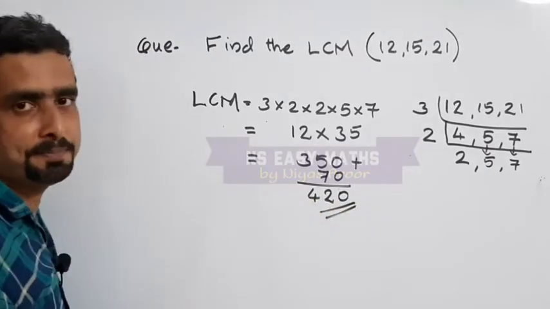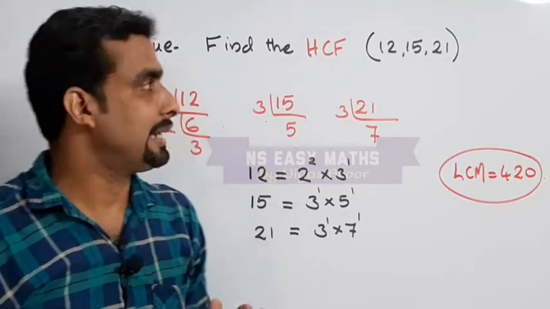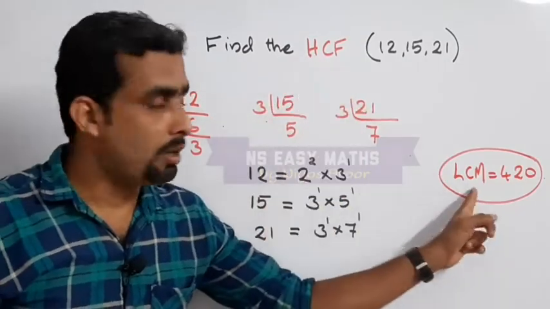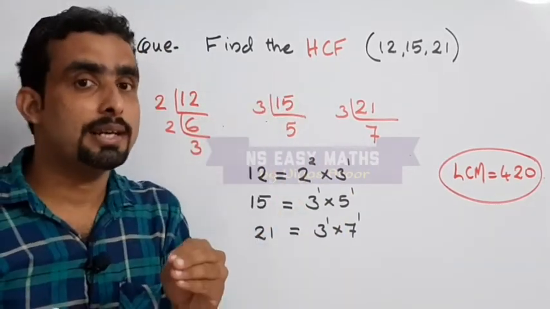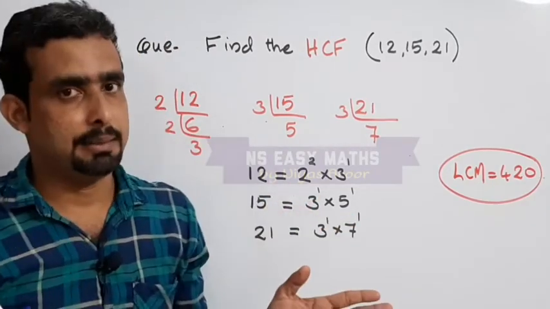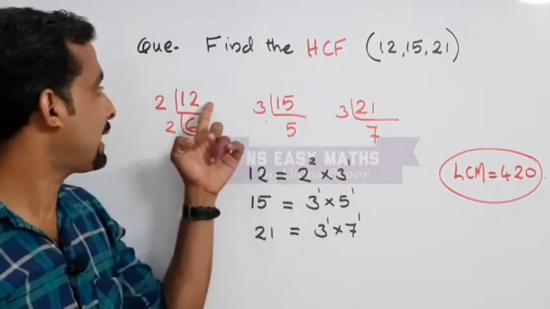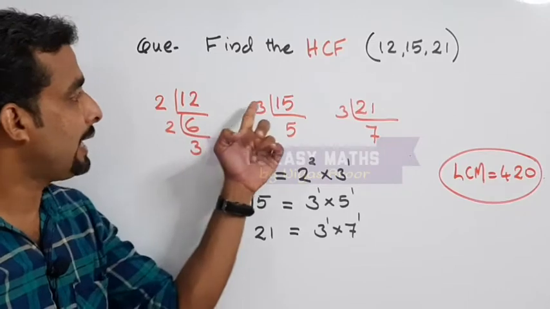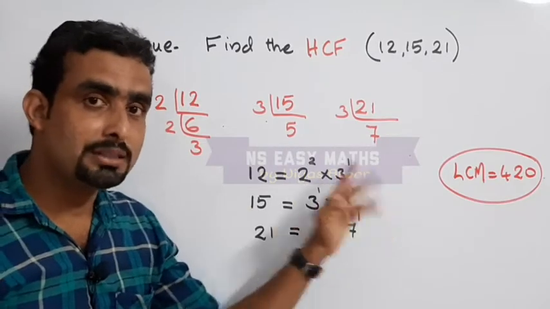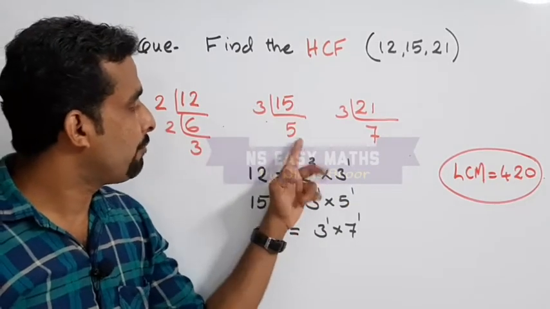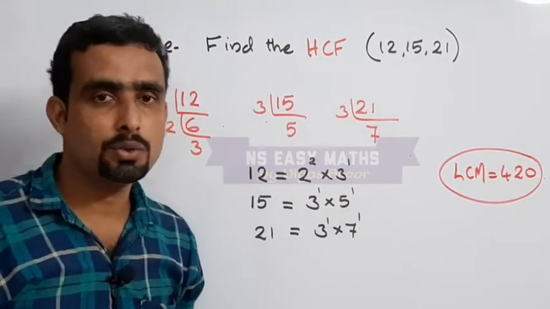It is the LCM. Okay, then we can find the HCF. To find the HCF, already we got the LCM 420, don't forget that. To find the HCF, we have to factorize the numbers separately. This is not to find the LCM, so factorize them separately by using prime numbers. So 12 is equal to 2 into 2 into 3, 2 square into 3 raised to 1. 15 is equal to 3 into 5 only, so 3 raised to 1 into 5 raised to 1, and 21 is 3 into 7, 3 raised to 1 into 7 raised to 1.